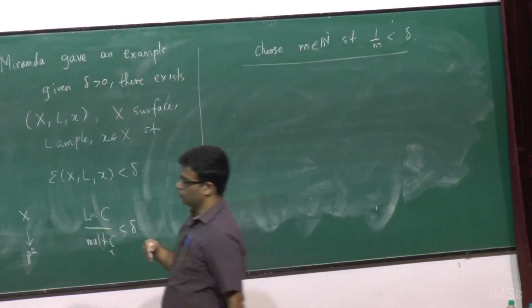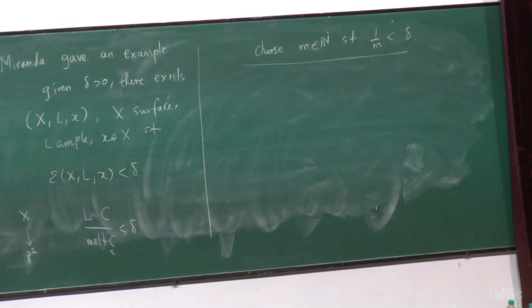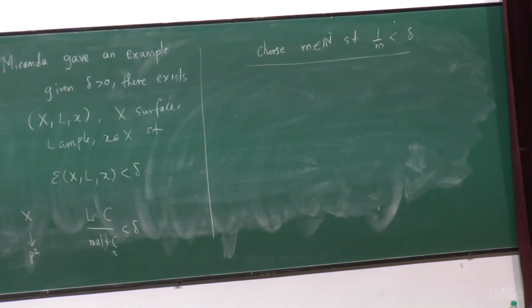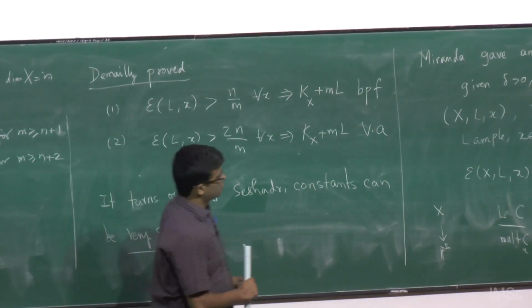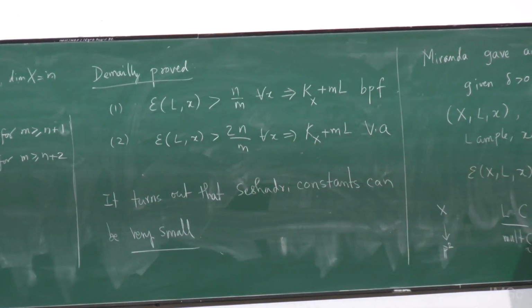Seshadri constants have been studied in various contexts, and there are lots of questions about them. The one that I'm primarily interested in is computing them, which is often very difficult, and if you can't compute them, give bounds on them. So can we give a lower bound? Can we give an upper bound? So the question is to bound them.